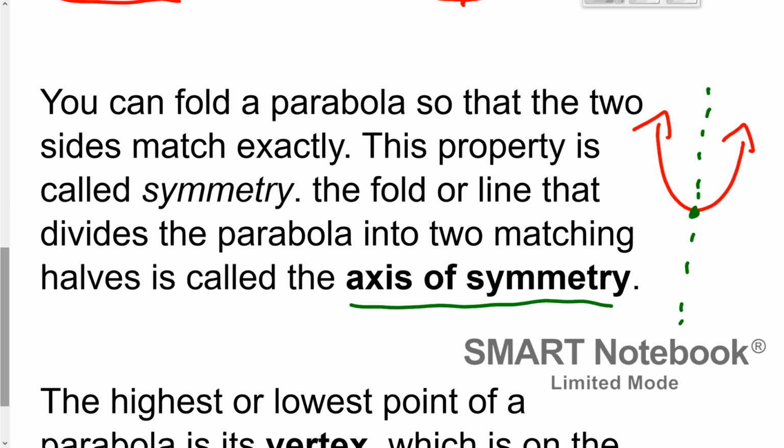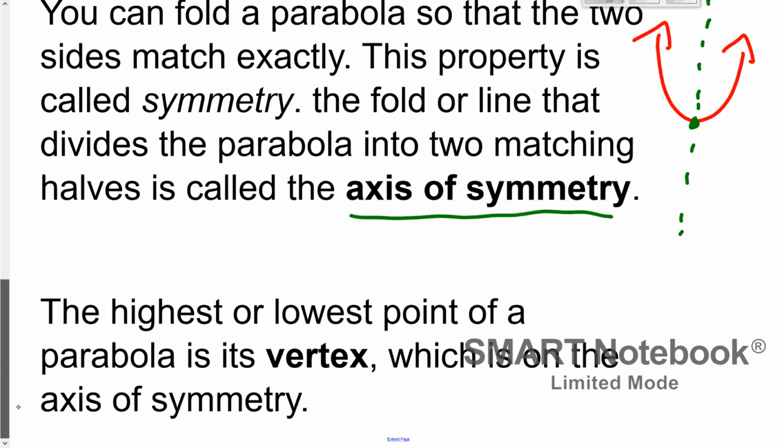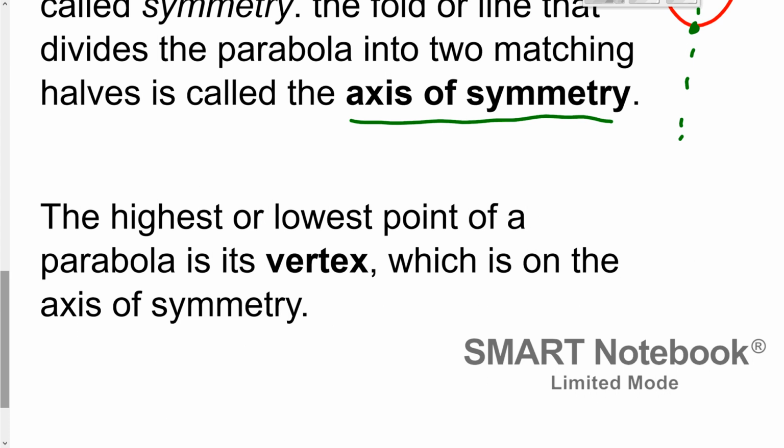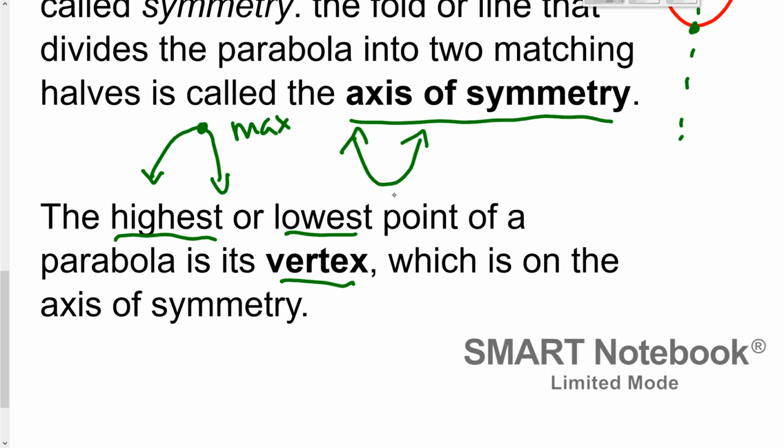And that vertex, you can see, is the lowest or highest point. So this axis of symmetry goes through that vertex, which is the lowest or highest point. If it's a high point, that means my graph is facing down, my U is facing down, and that's what we call a maximum. And if I have a low point, that means my parabola is facing up, and that vertex is a minimum.